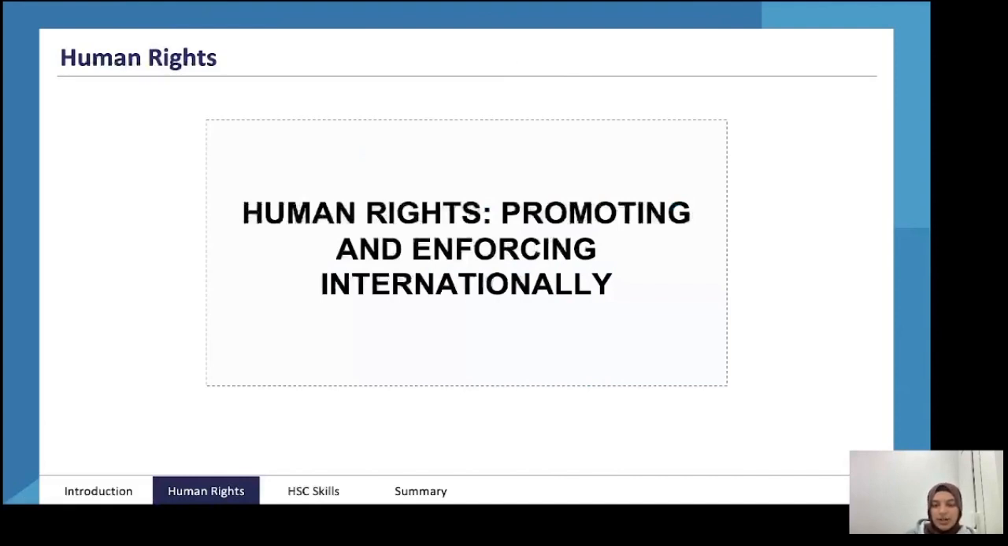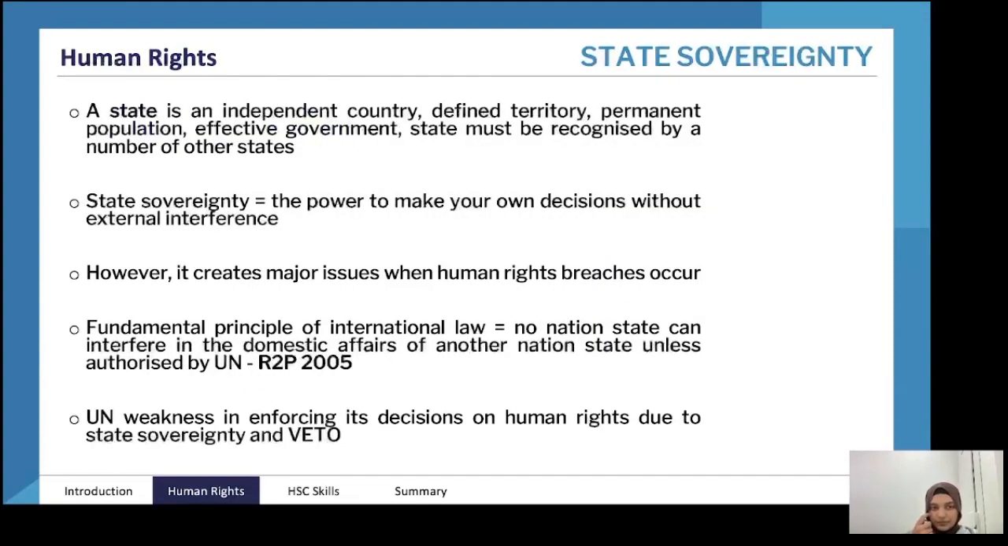Next up, we have human rights, promoting and enforcing internationally. So, state sovereignty. A state is an independent country, so it's defined by territory, permanent population, effective government, and a state must be recognised by other states. And all of this, for example, Australia has been able to achieve. They're an independent country, yes. They have a defined territory, yes. Permanent population, yes. They have an effective government, and it's recognised by other countries or states.